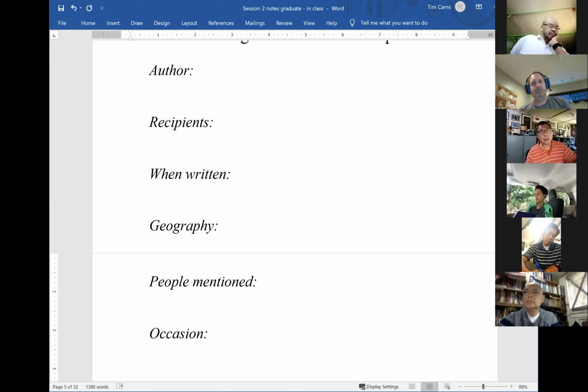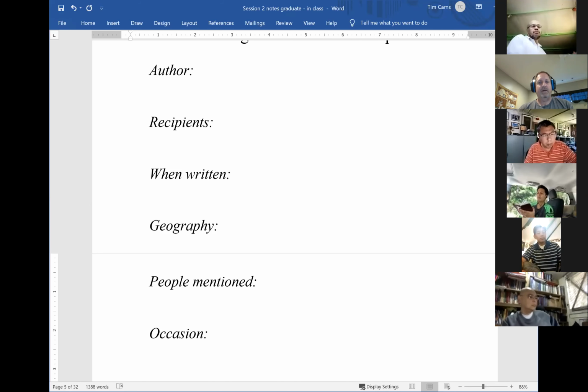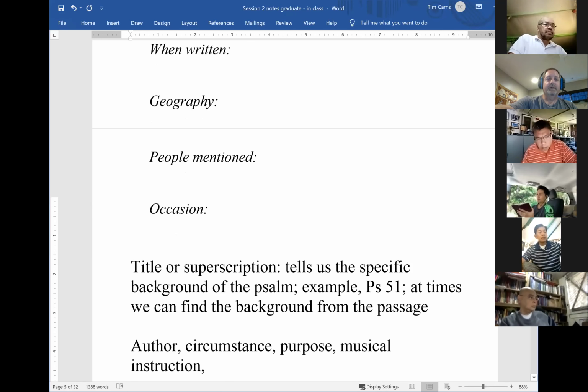So what I want to have us do is we'll read through the psalm together. I'll pick 3 of you to read 3 verses each. And as we're reading, take note of these background items: author, recipients, when written, geography, people mentioned, occasion. And we'll talk about that after we read through the psalm together. So let's go ahead and do that.